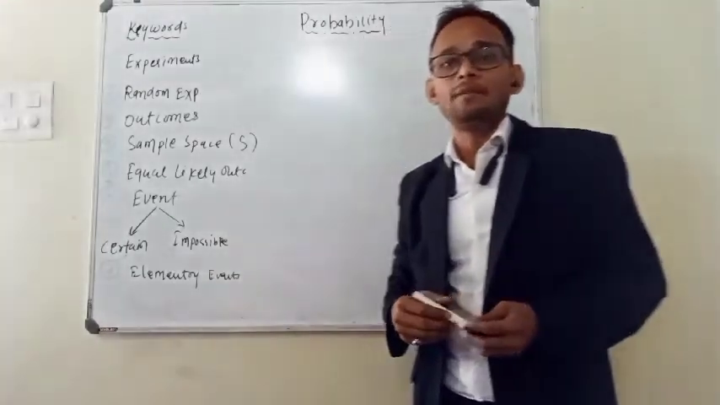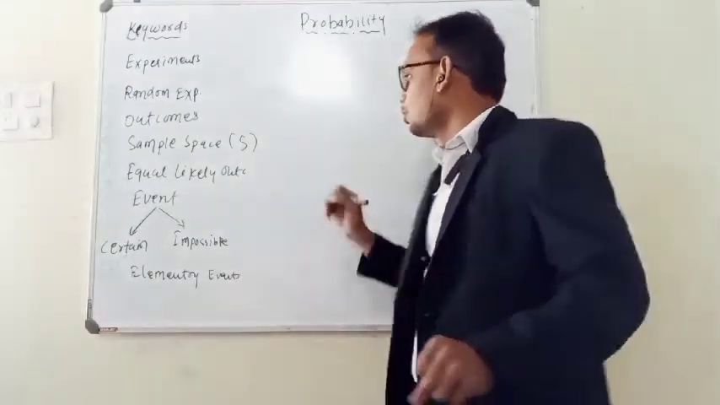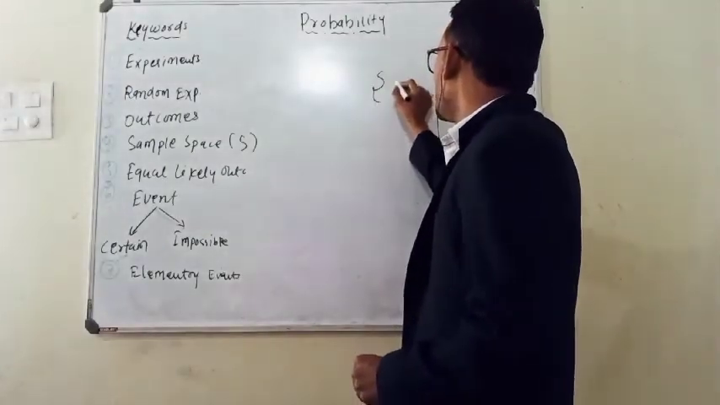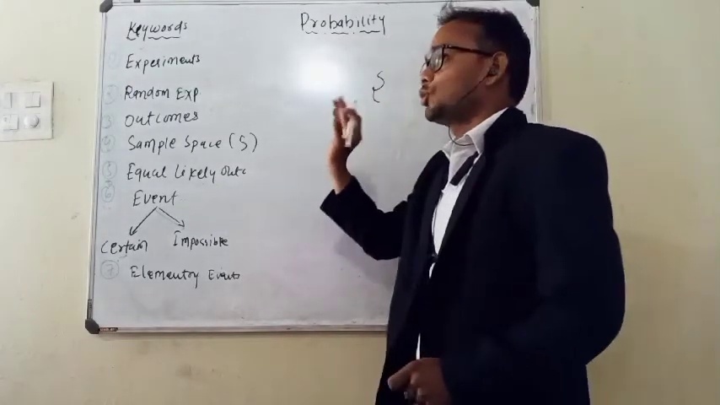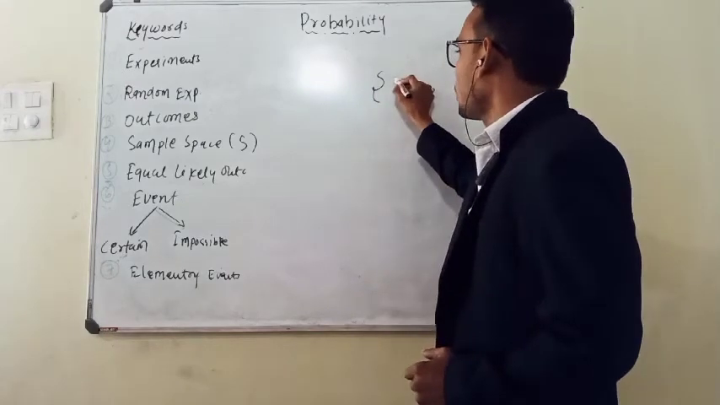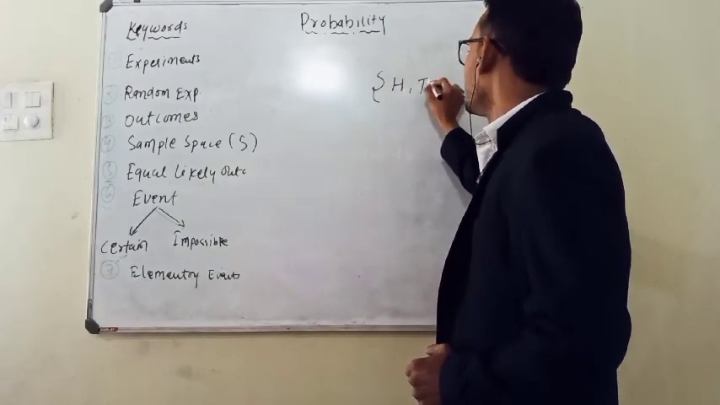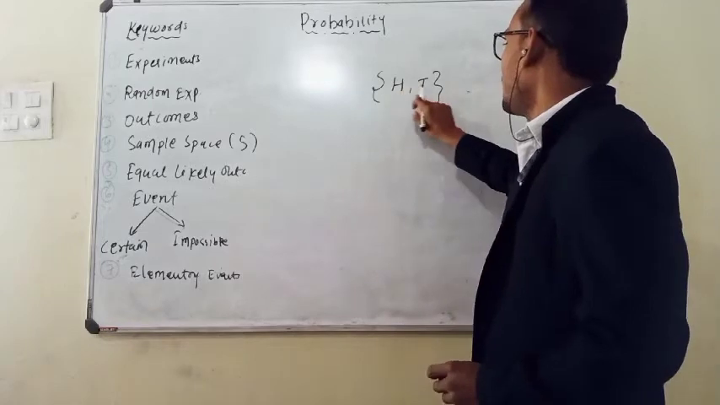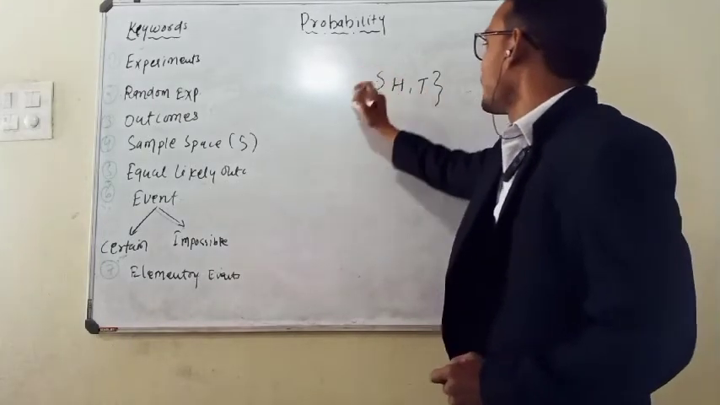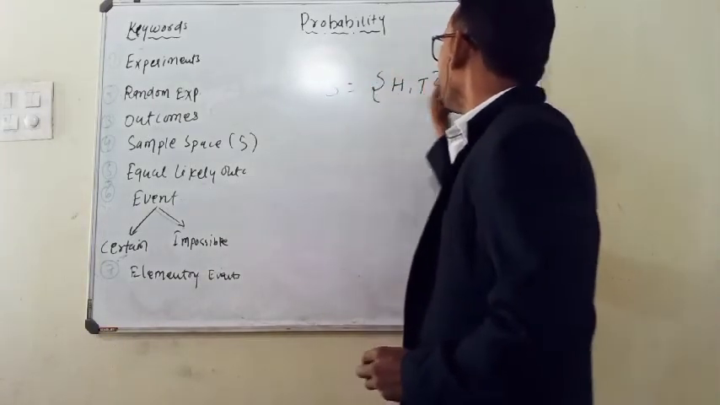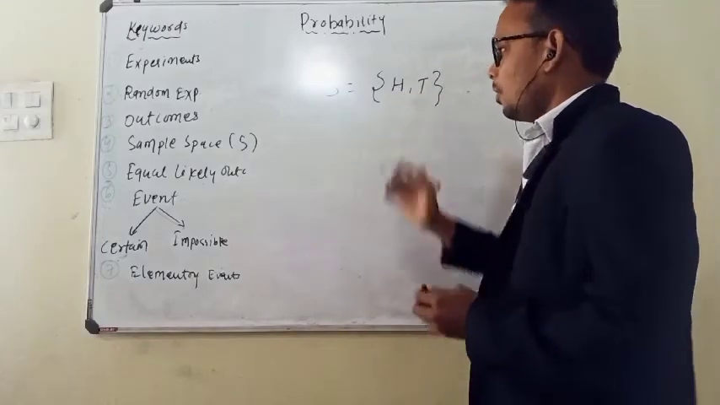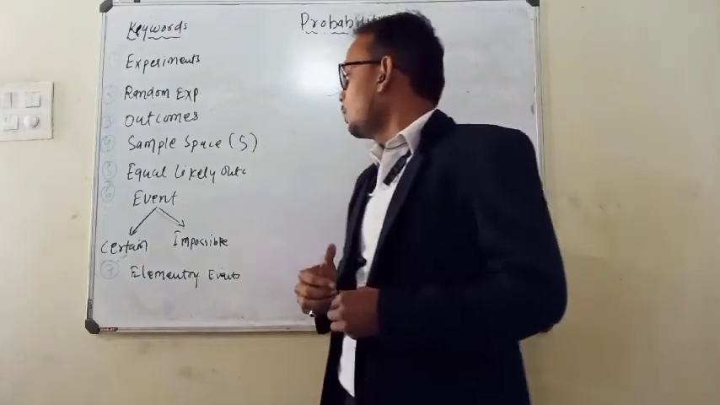Likewise, if I am taking an example of a coin, if a coin is tossed, there are only two possible outcomes. One is head, another is tail. So the set of head and tail is called the sample space. So S is equal to {H, T}. Okay. So next is equally likely outcomes.